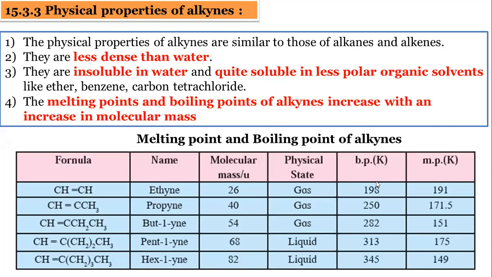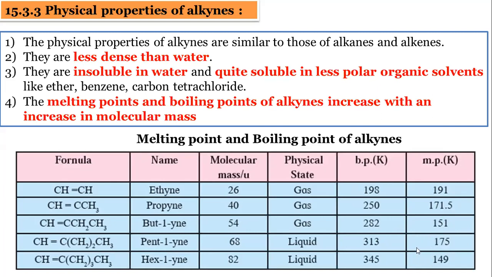Then see the melting points: 198, 250, 282, 313, 345. The boiling points are also increasing. The melting points show a different trend here. We can see that the boiling points increase as the molecular mass increases, but the trend is not similar for the melting point, because the surface area is also responsible for this.